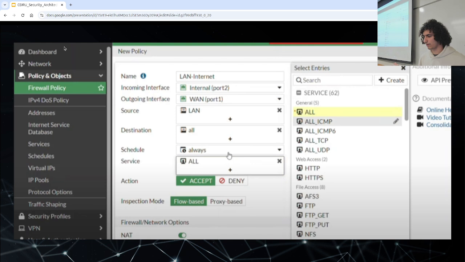And this is where the interesting part happens. The policy is just the set of rules that the firewall follows. And under this policy section, you see I made a firewall policy. I just named it the internet.